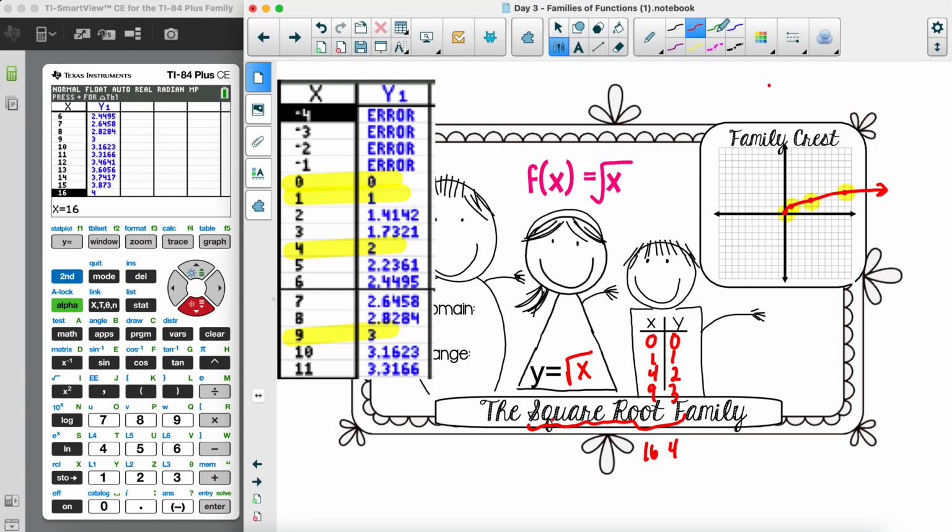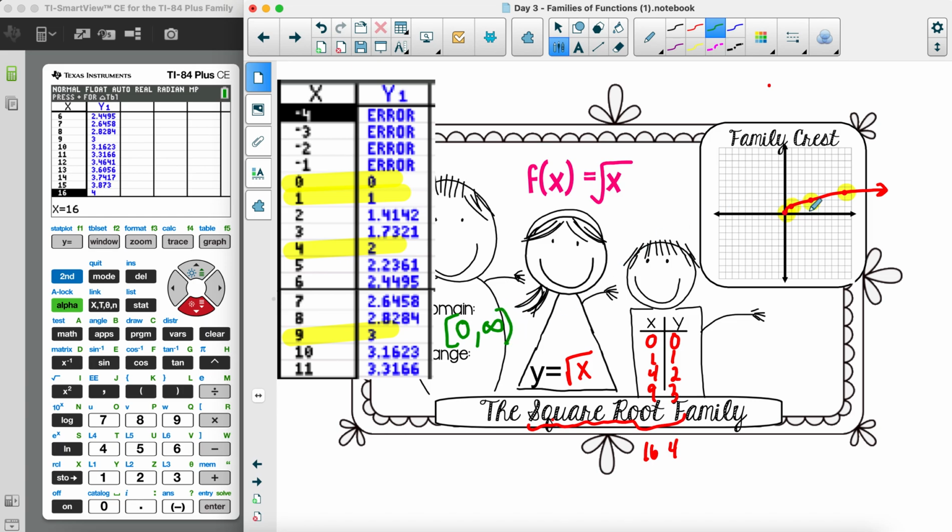Okay. For the domain, I'm going to fill in my domain here. I'm going to pick a different color. I'll pick green. So my domain is going to be from 0 to infinity, right? And I am including the 0 because look, I'm using the 0 for an x value. So it is inclusive on the 0 and it goes out to infinity for your domain.